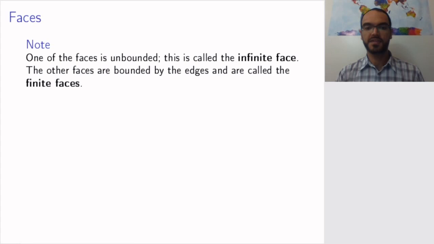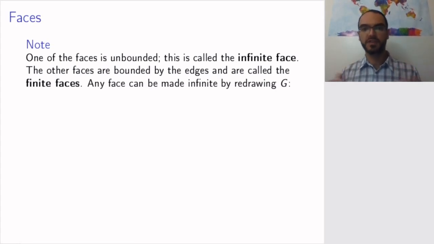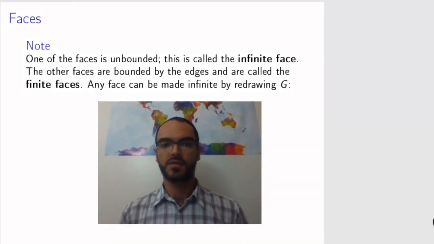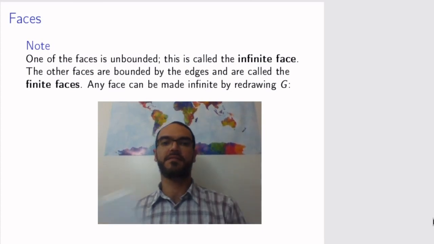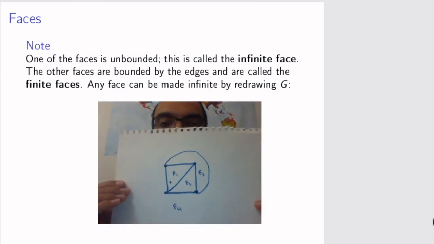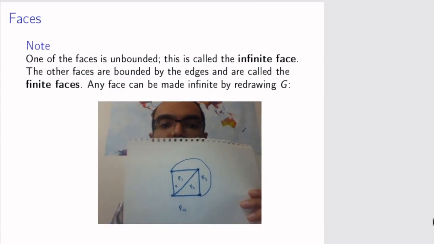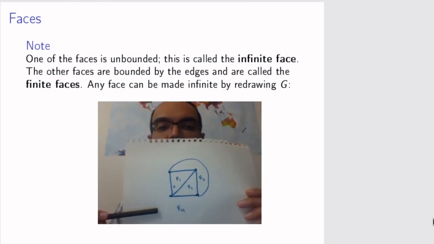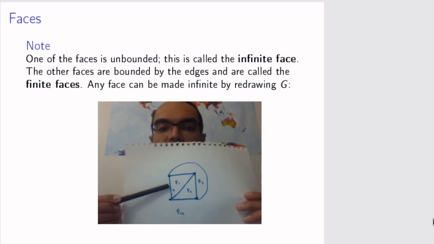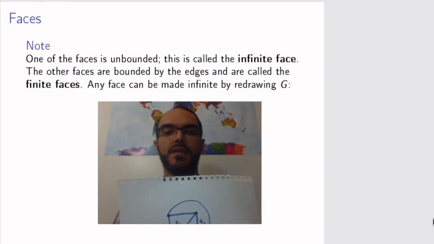Now you might think there is something special about the infinite face, but in fact this is not the case. If you have a planar graph where in a drawing some face is infinite, you can always redraw the graph in a different way so that in the new plane drawing a different face is infinite. So let's look at how that works. This works as follows. Suppose I have this plane drawing of my graph, very beautiful. And now, as you can see, the face F4 is the infinite face, and I want to make the face F1 the infinite face. So how do I do this?